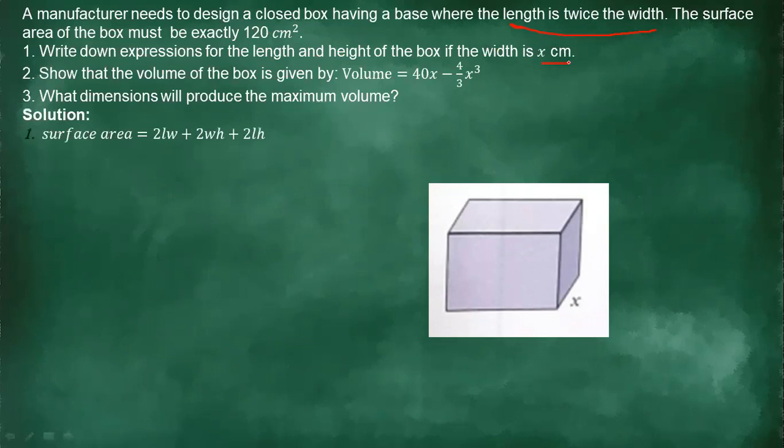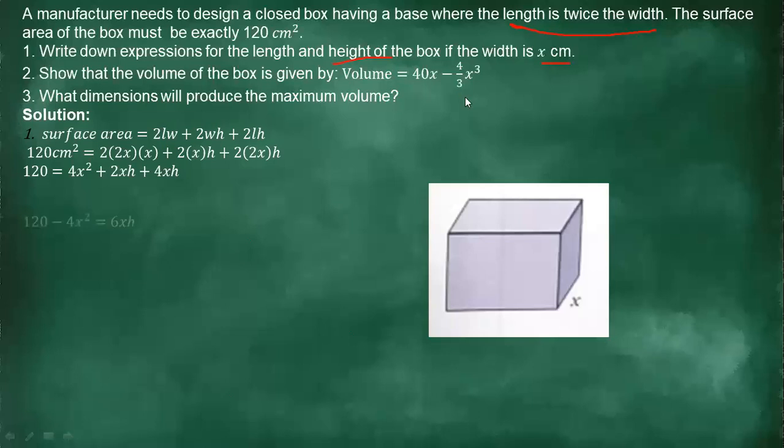This is the surface area, and then from there you substitute your values. Then you make h the subject of the formula, because they say the height of the box if the width is x centimeter. Then this is what we are going to have. Then we simplify it. So this is going to be the height of the closed box or the rectangular box.